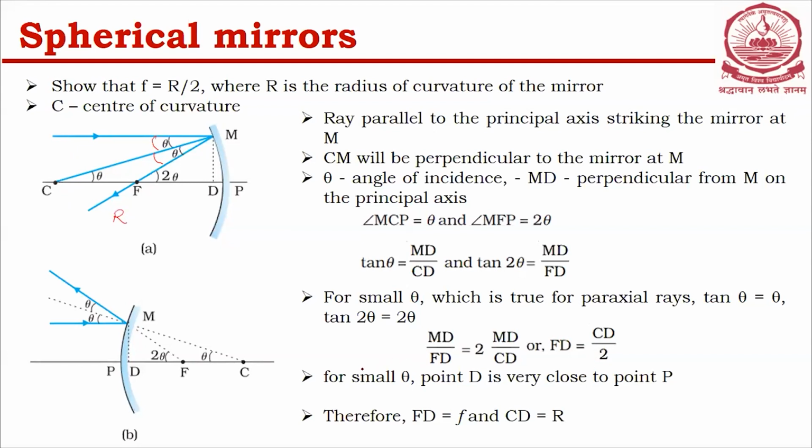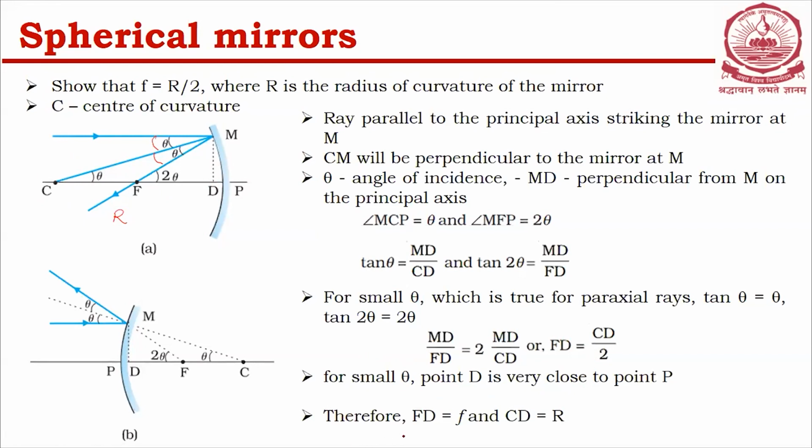Okay, so that's what it is. And F, you know, is nothing but the focal length of this concave mirror. For small angles, point D is very close to point B. Since the angle is very small, this pole and this point D, the perpendicular line started from M, so this line DP is very small. So point D is very close to point B.